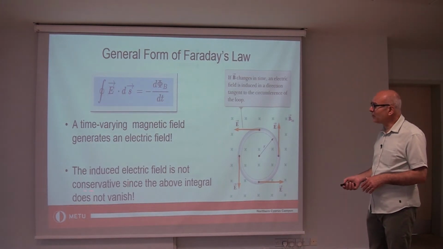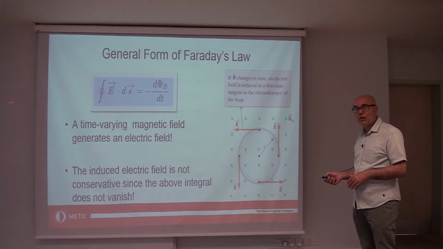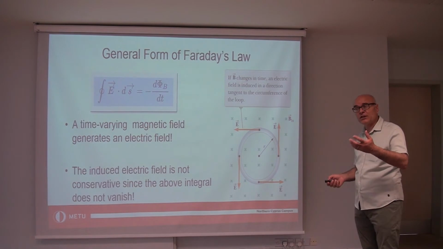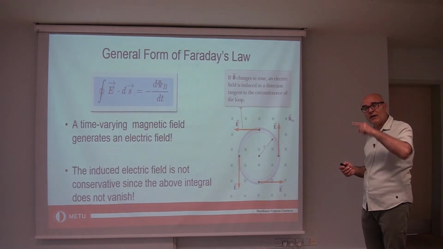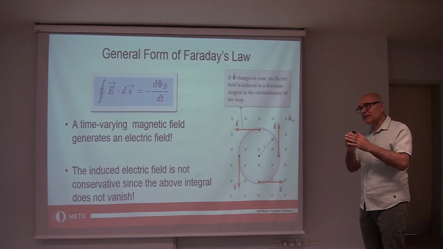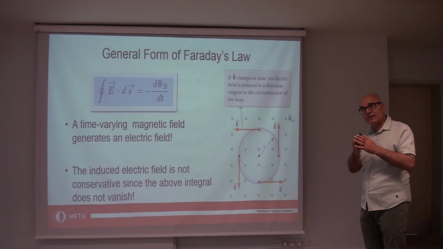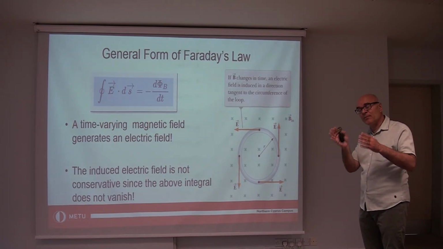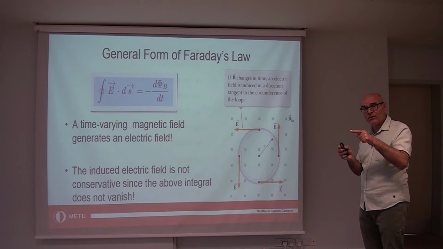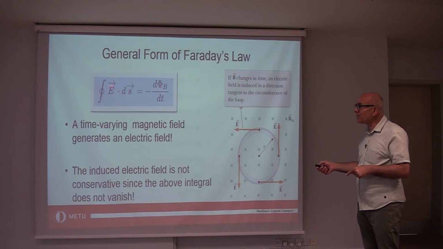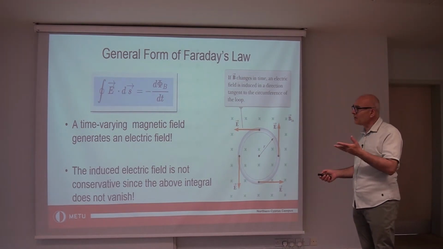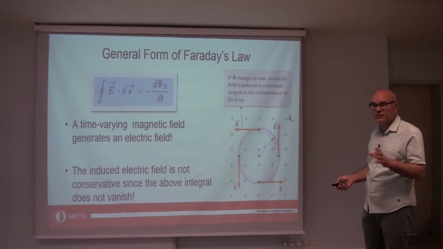Now, an interesting property of the above induced field is that it's not conservative. Why is this? You remember when we discussed electric potential earlier, we said that the electric field is a conservative quantity, in the sense that the work done by the electric force between two points is independent of the path and depends only on the endpoints, and the work done over a closed path is 0. So here, if you multiply this by q, this becomes a force and this becomes a work over a closed path. But the right-hand side is not 0 in this case. So the electric field generated this way is not conservative.